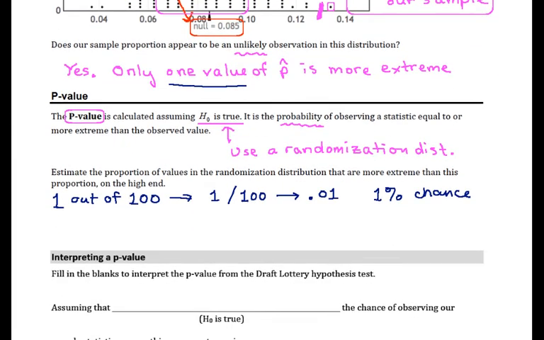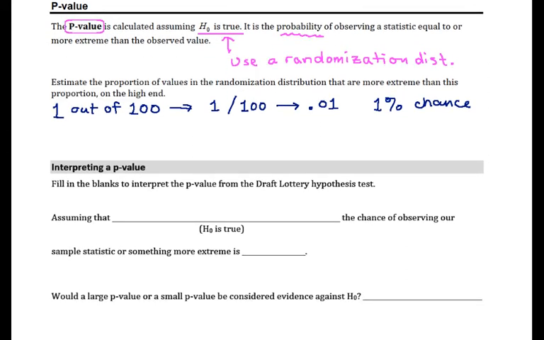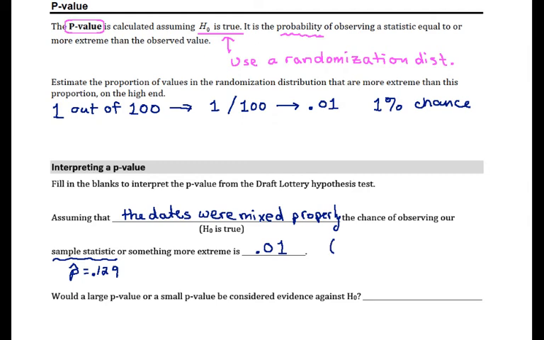So let's interpret this p-value now. We've said that it's calculated assuming that the null hypothesis is true. In our situation, the null hypothesis is true. That's equivalent to the dates were mixed properly. So assuming that the dates were mixed properly, the chance of observing our sample statistic, which is that p hat equals 0.129, or something more extreme is 0.01. Or we could say 1% if we wanted to here. So we want to think about, does a large p-value or a small p-value give us evidence against the null hypothesis?